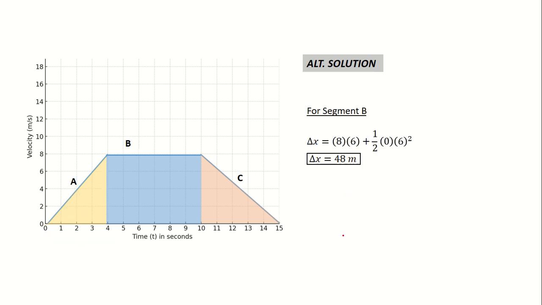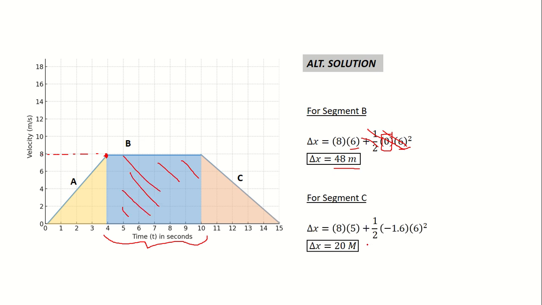How about for segment B? So my starting velocity is 8. This is my starting position, right? My starting velocity is 8. And then my time is 6 seconds. So you have 6 here and 6 here. I have an acceleration of 0, obviously, since there's no change in velocity. The acceleration will be 0. So this time, this portion would cancel out, and you have 8 times 6. That's 48, the same as the area that we got a while ago.